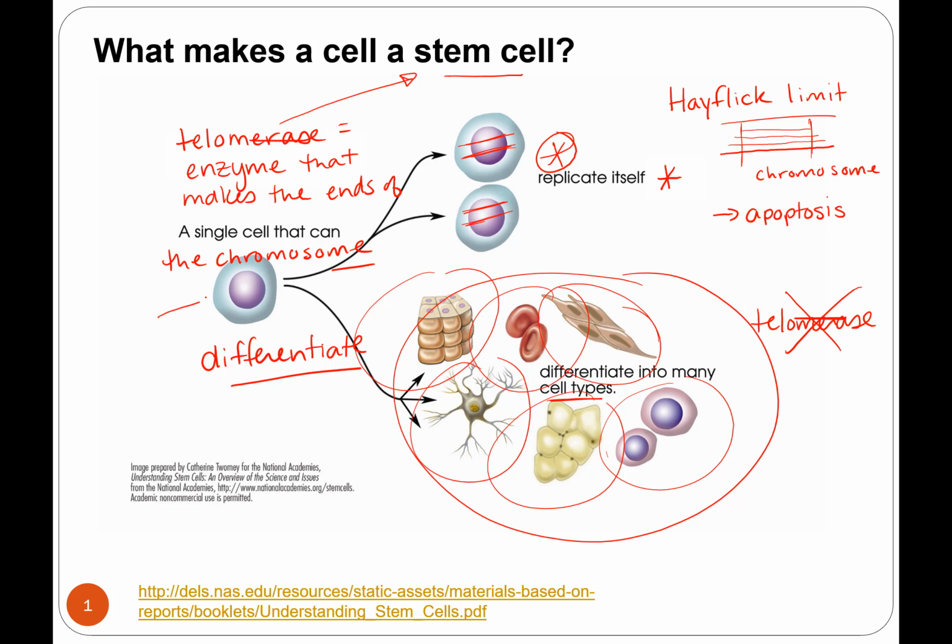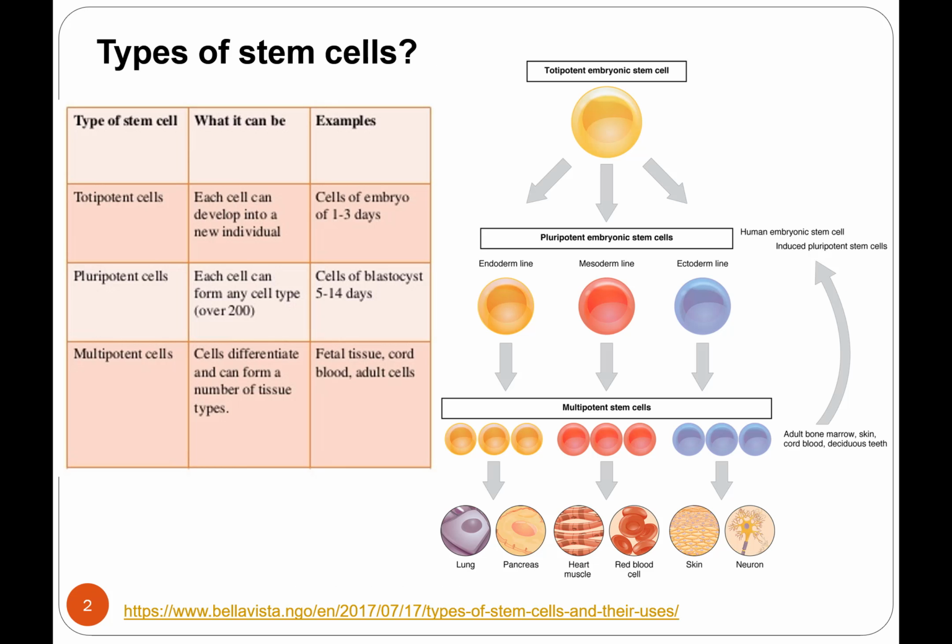So it's kind of like, I don't know what I want to be when I grow up, and okay, now I'm going to be a teacher, scientist, an engineer, whatever. Once you choose that path, you can't go back. Now, that's not true in life, but that's true in cells. Okay, so that brings us to the different types of stem cells.